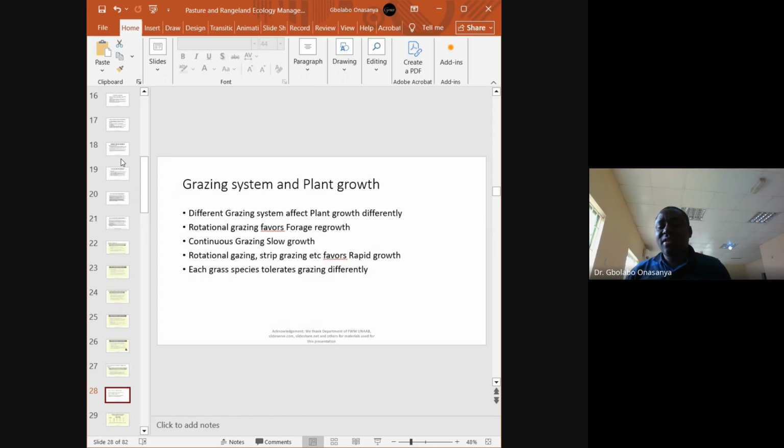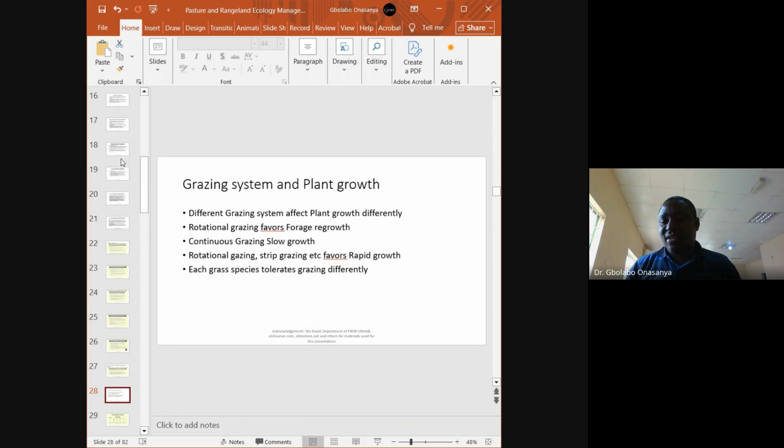But if you are practicing rotational grazing, you have a pasture land, maybe 1 acre of land or hectare of land. You divide them into plots, A, B, C, D. So January, you graze in plot A. February, you graze in plot B. Maybe by dividing into 12 plots, by December, you graze in plot D, plot 12. By the time you come back to plot 1, grasses will have rejuvenated. They will have grown back.